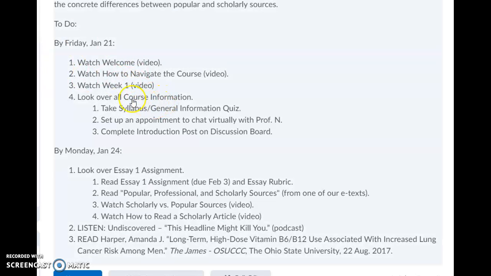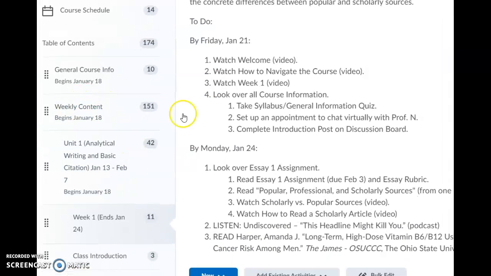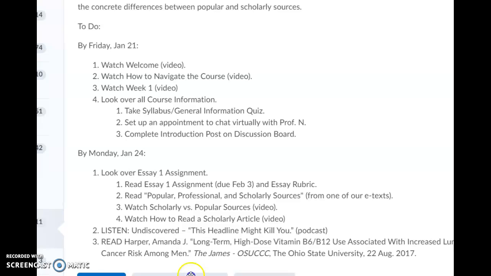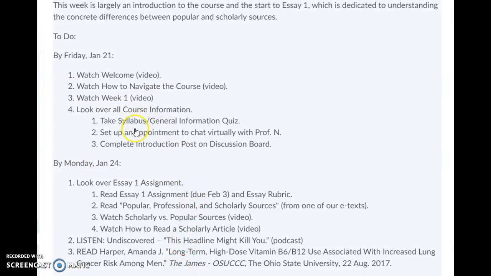And then I want you to look over all the course info. The course info will be off on the left-hand side of the screen here. Super important right here. This general course info section's got the syllabus, schedule, all of that sort of material in it. Now, from there, I want you to take the syllabus and general information quiz. It's like a 10-question quiz. Some of those are just survey questions. Some of them are questions about the syllabus and whatnot. So please take that quiz just to make sure that you've paid attention to all of that material.